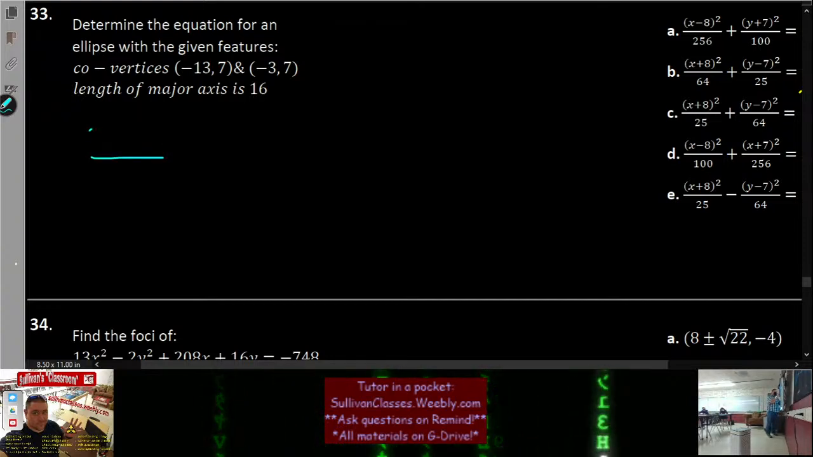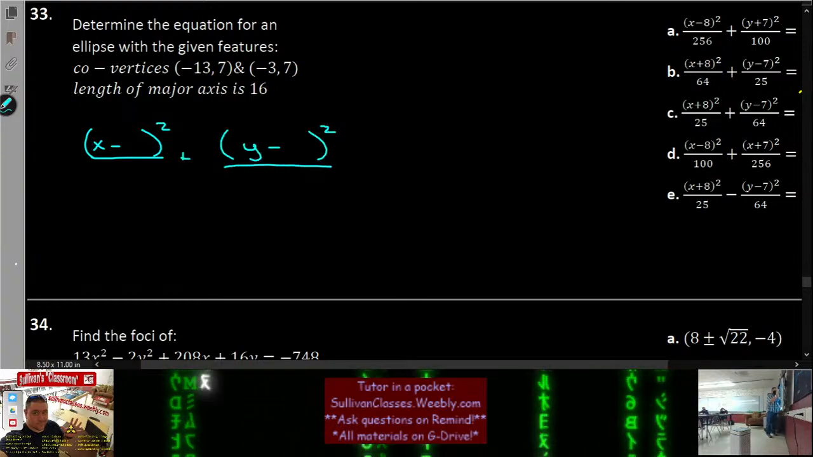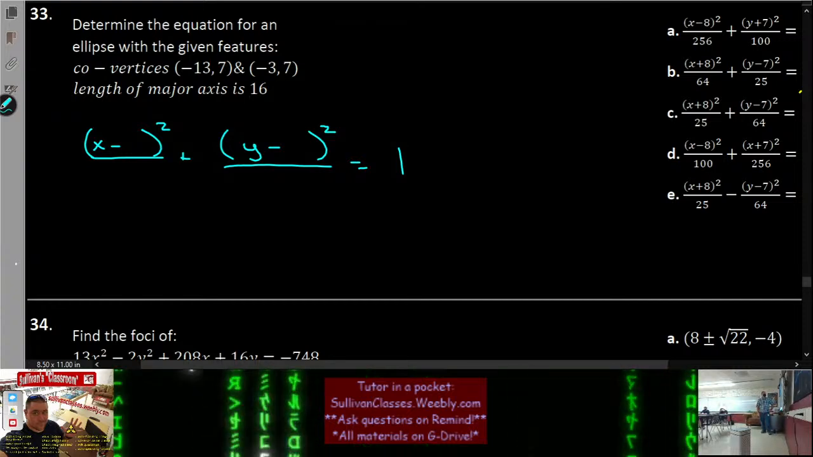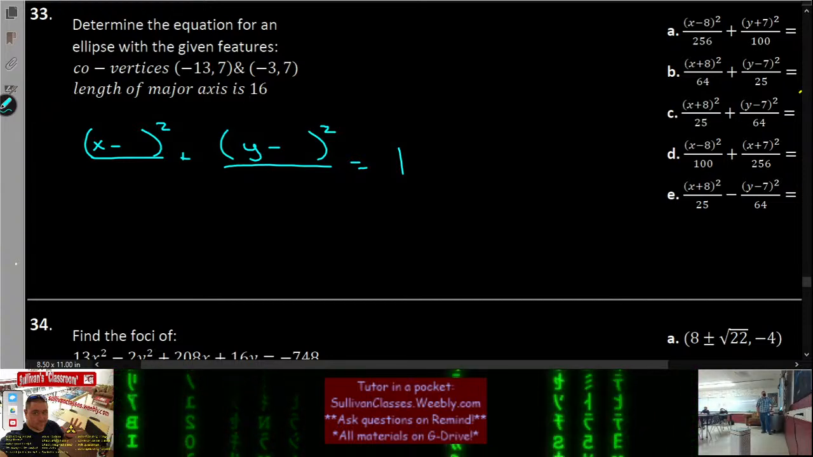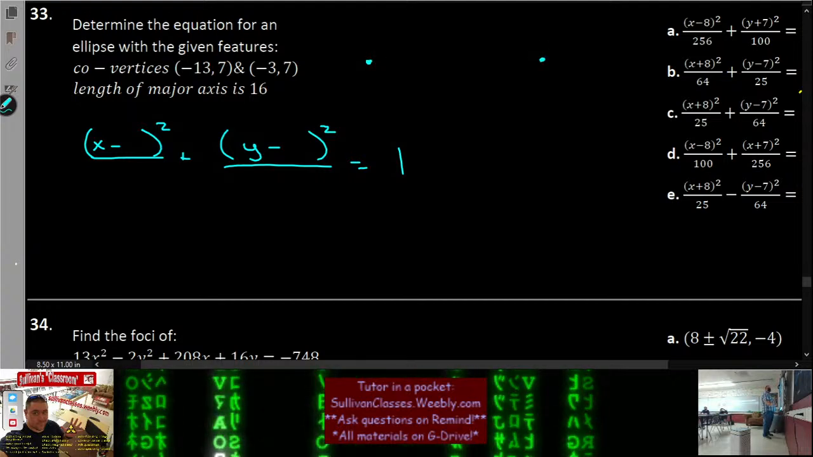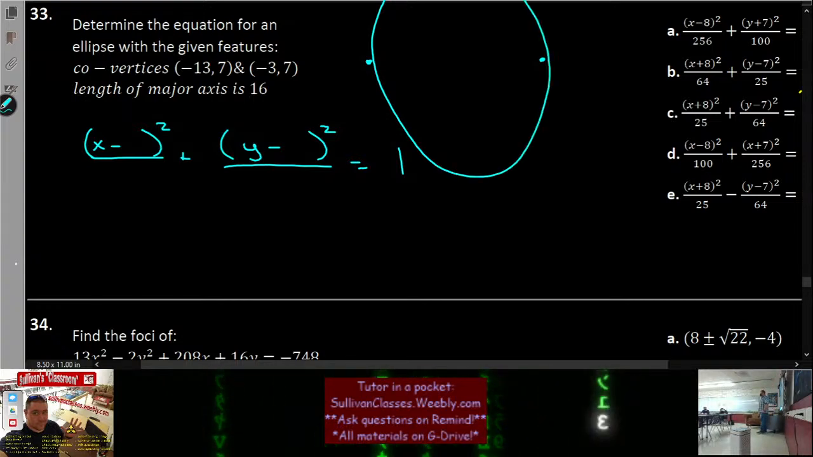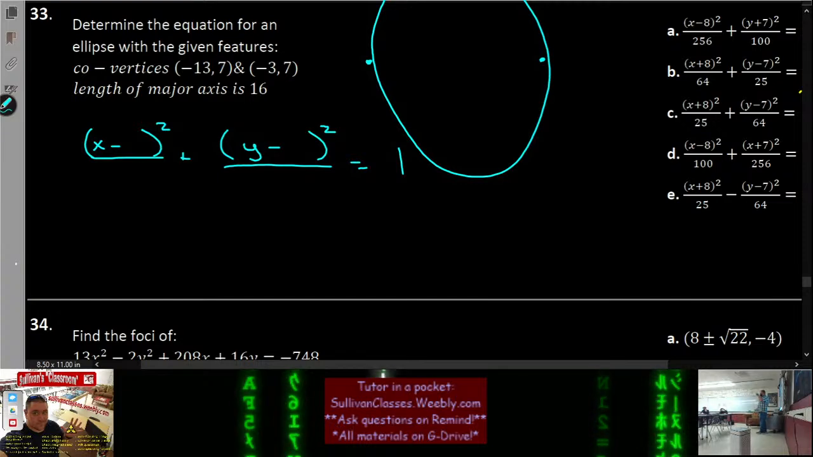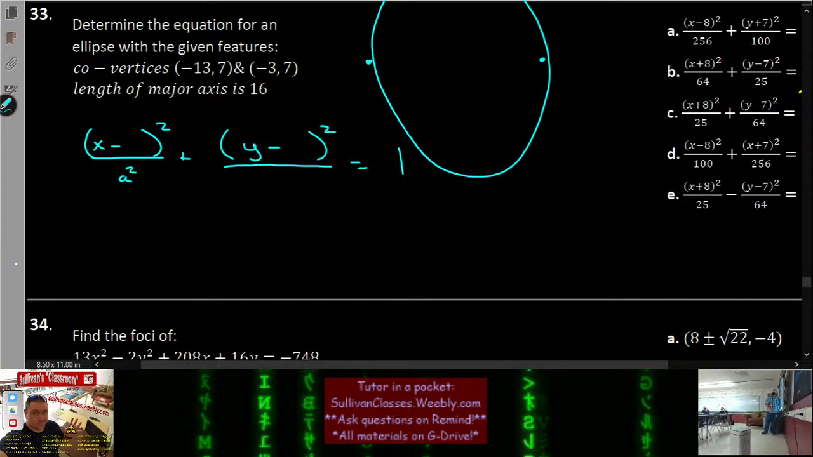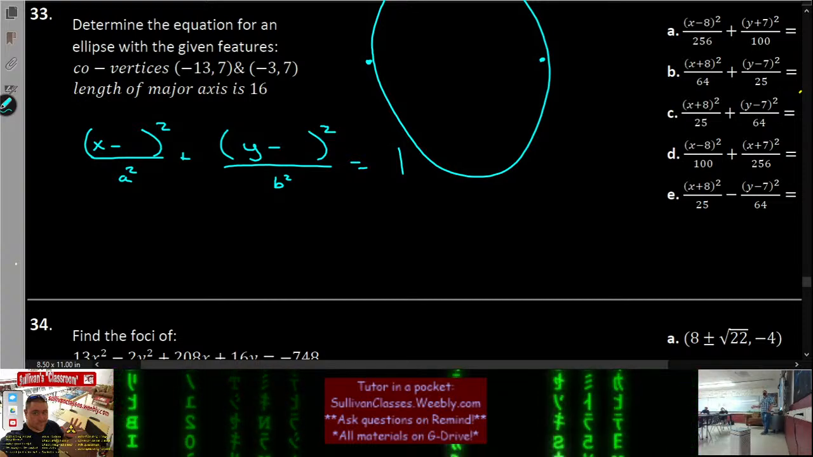Well, ellipses always start as this. Okay, they always start that way at least. If the co-vertices are -13,7 and -3,7, remember the co-vertices are always on the short end of the potato. So that means this thing is stretched vertically. If it's stretched vertically, that means that my a squared value is going to go with x. B squared will go with y. So I know that much.